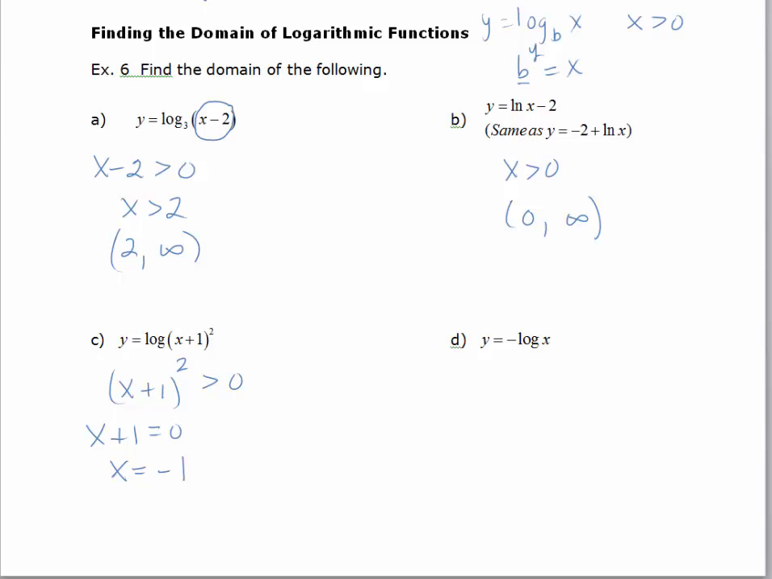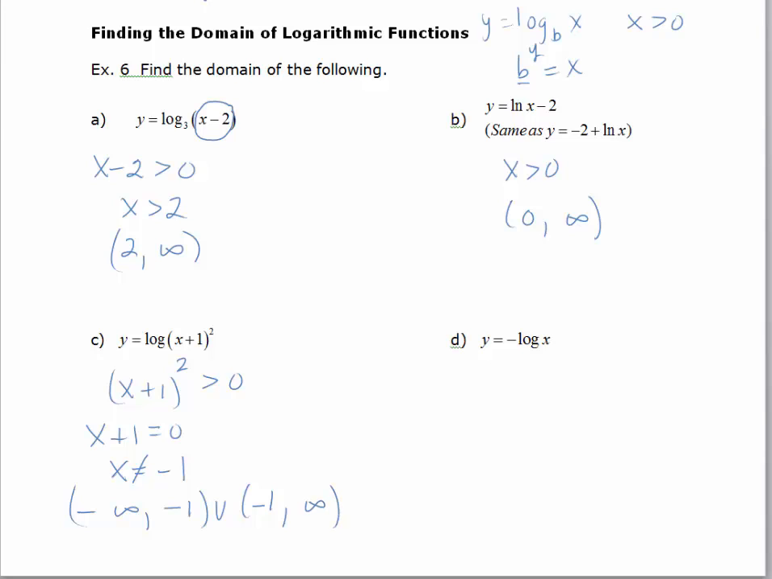So the only value that I'm not allowed to replace x with is negative 1. So I would basically state that x cannot equal negative 1. That's one way to state your domain. For interval notation, it's negative infinity to negative 1, open parentheses, union negative 1 to infinity.